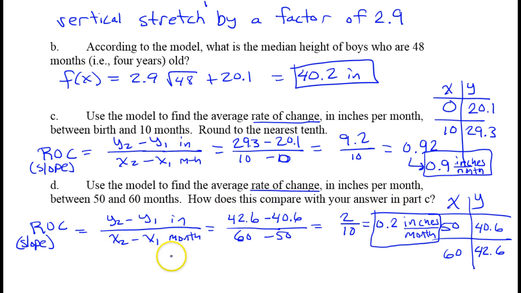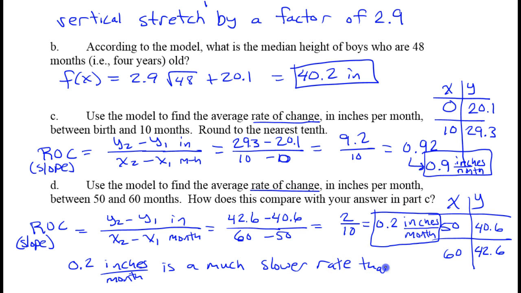So how does this compare? 0.2 inches per month is a much slower rate than 0.9 inches per month. Okay, there it is.